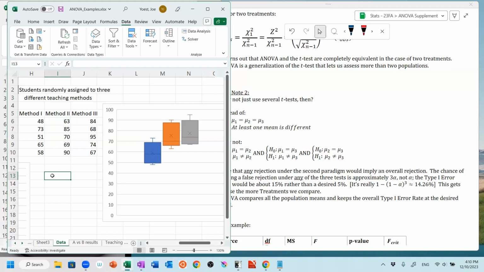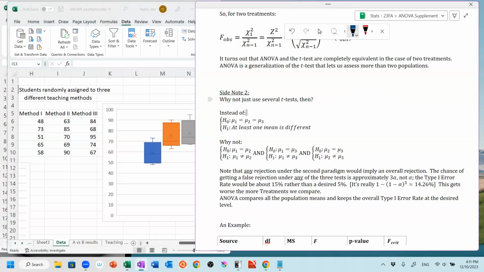My ANOVA test does not tell me which mean it thinks is different from the others, whether it thinks all the means are different, whether it thinks only one mean is different, or 2 or 3. It doesn't tell me which mean or how many, it just says I think that there is at least one that is different from the others. So we could have mu1 not equal to mu2, but mu2 equal to mu3. That's seemingly what we have here at a glance, but we could have the means all different, or there could be a lot of different options.